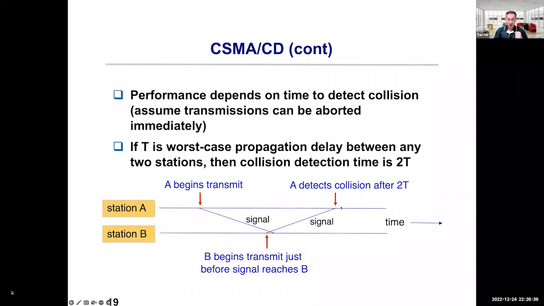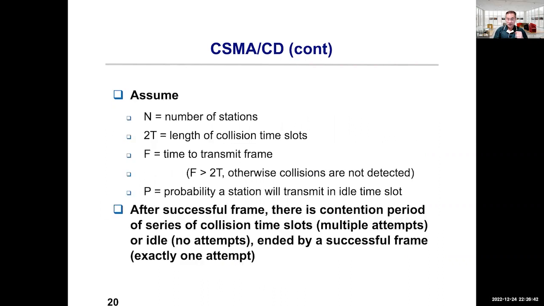Okay. There's a number of stations and 2t is the length of the collision slots, and the time to transmit the frame, which has to be bigger than the time to transmit. Once this collision occurs, you need to detect it within a time of 2t. P equals the probability a station will transmit in the idle time. So the probability is random. So you don't know when you're going to send it.